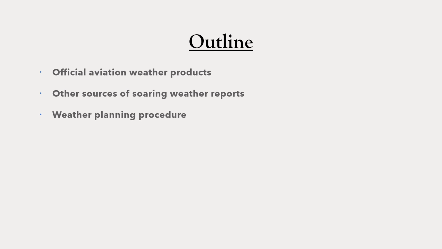We'll start by talking about the official aviation weather products that are available and where we get them. And then I'm going to talk about a number of other sources of information, some of which are more soaring specific, but they provide a lot of useful information that is more convenient than the official aviation weather products and has some information that isn't there. Finally, I'll talk about the procedure that I recommend that you go through as far as weather planning for a given flight.